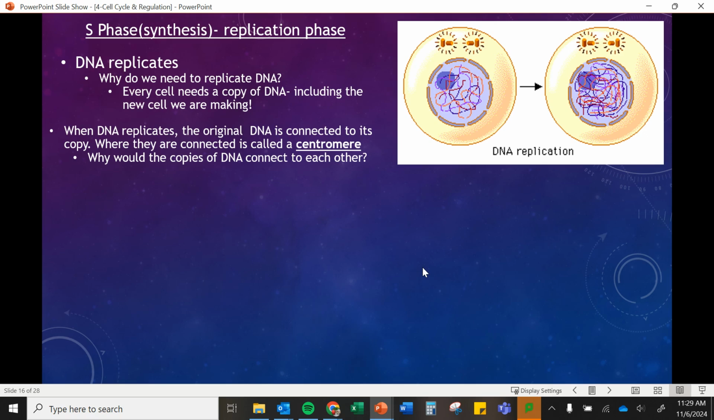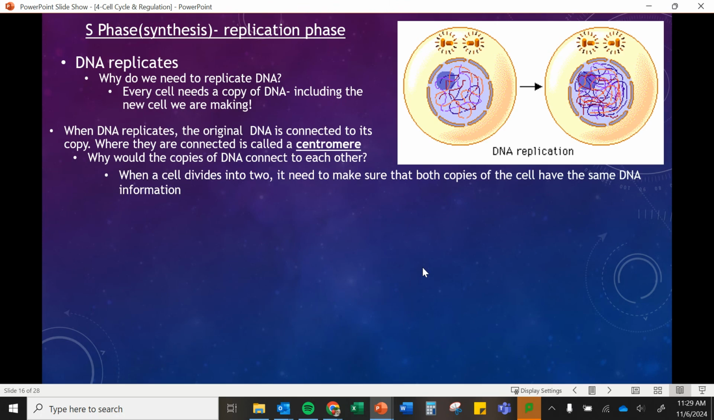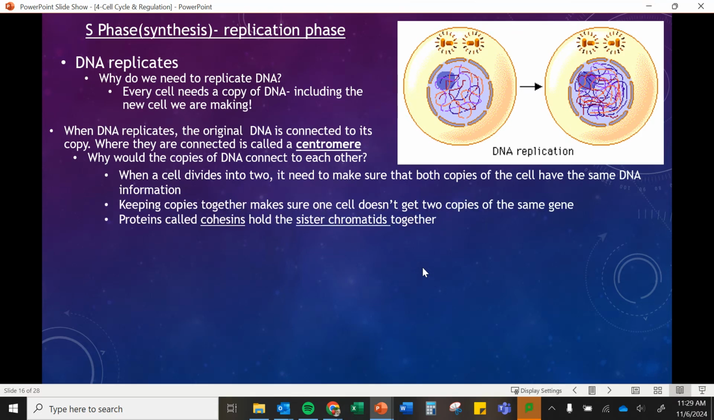Okay, and so the reason we need to have the 2 copies connected to each other is so that when the cells divide, 1 copy goes in one cell and 1 goes in the other. We don't want 2 copies of the same DNA going in one cell and a different chromosome going in another cell. We want to make sure 1 copy from each goes into each of the cells.